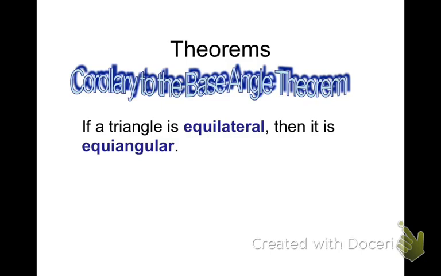If a triangle is equilateral, then it's going to also be equiangular, which we already kind of knew. And if we think about it using the base angle theorem, if I make my two base angles down here on the bottom, where are my two congruent legs?